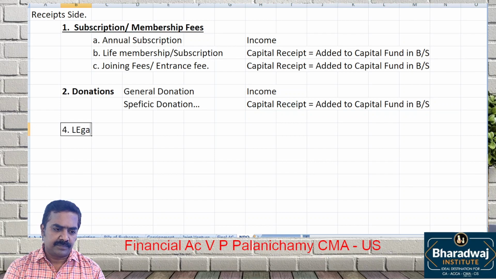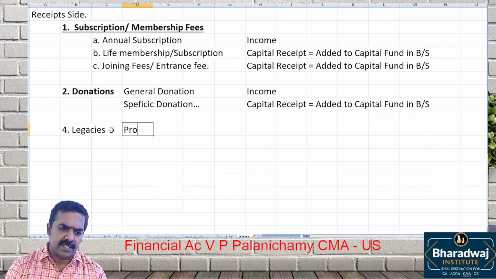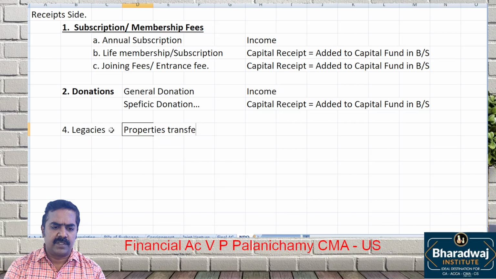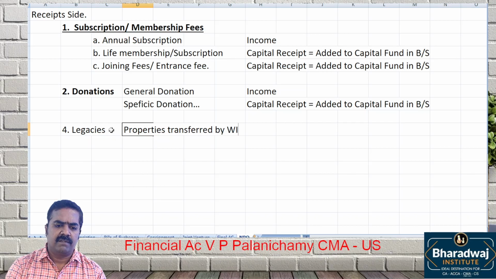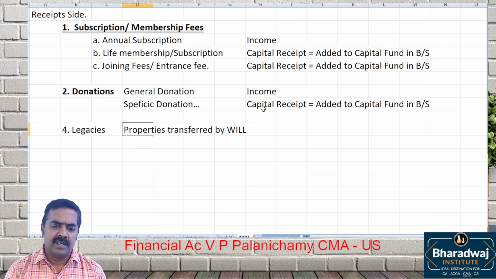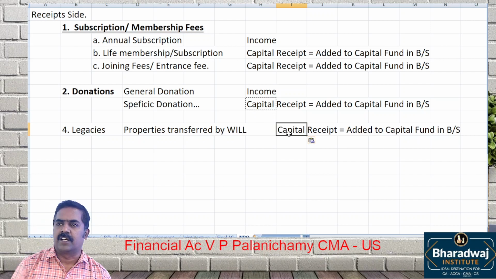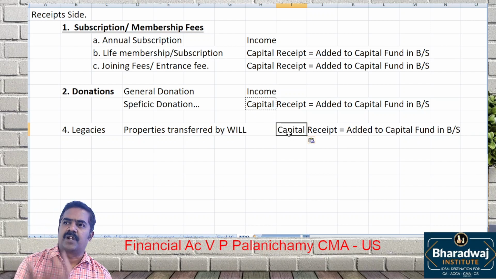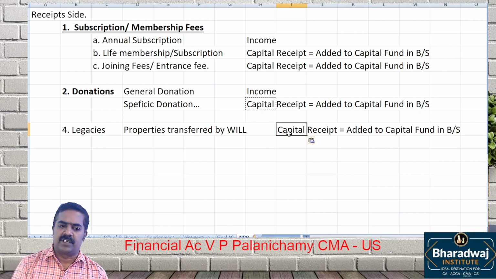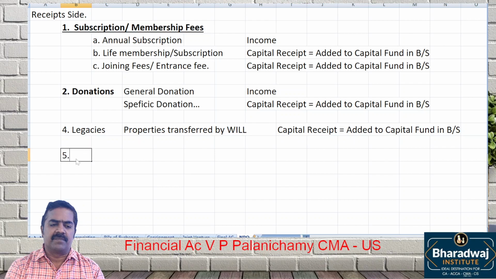Number 4. Legacies. Legacies means properties transferred by will. Properties transferred by will, that is called which one? Legacy. This is a capital receipt. Normally properties are coming to the trust, and that will be used for a longer period. So that's like an investment for them. That will be taken as which one? Capital receipt. What are the other types of receipt the society or trust can have?